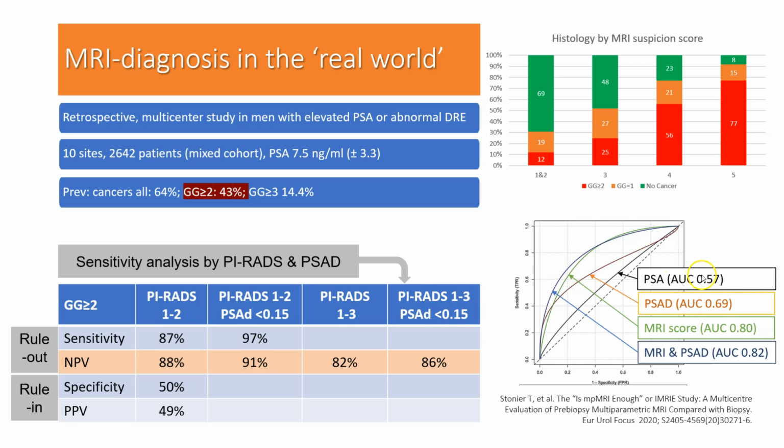On the right hand side, you can see the AUC values for the different methods of evaluation. So if you use the PSA alone, the AUC value will be 0.56, and you can see how that improves by using PSA density, and improves even further once you use MRI score, but you can see how the discrimination improves even further by combining MRI and PSA density.